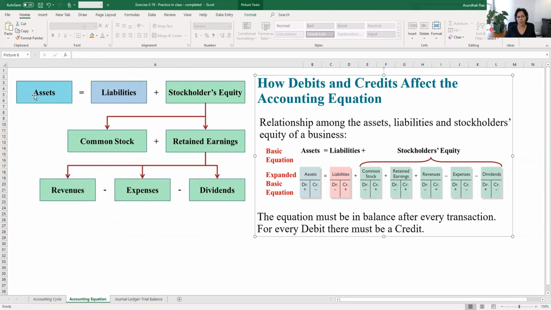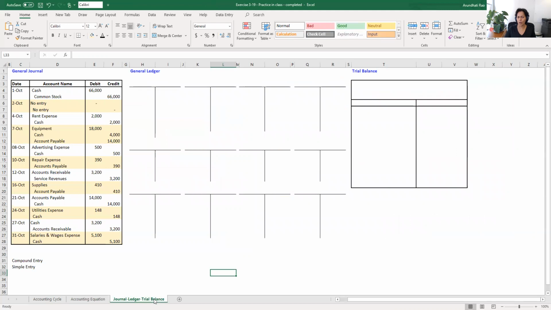So what they will do is all the assets will be 100s. So cash will be 101, accounts receivable will be 102, your supplies will be 103, so on and so forth, it'll go down. All your liabilities will be in the 200s. Stockholders' equity, they will have common stock in the 300s, retained earnings 400s, revenues 500s, expenses 600s, dividends 700s. They have a particular pattern. The reason they do this is subsequently it becomes a lot easier as you're grouping them.